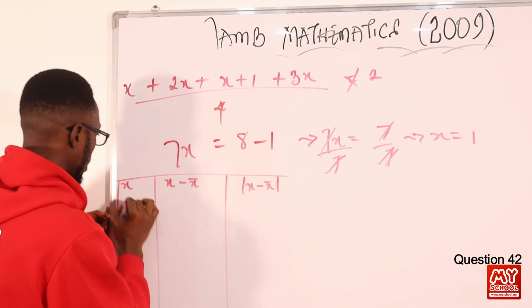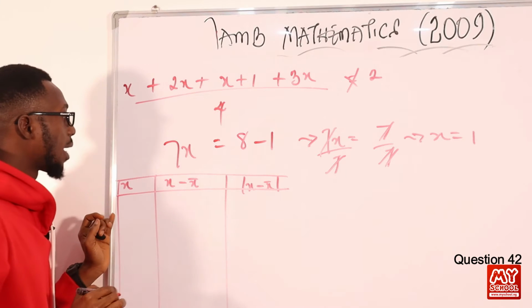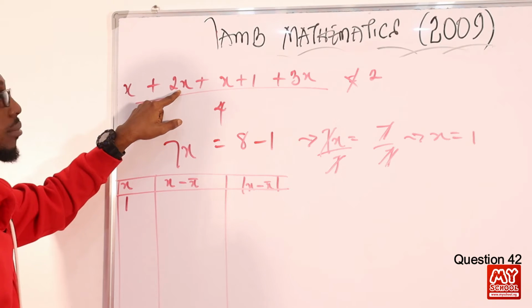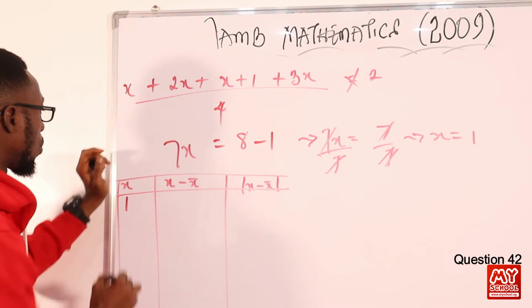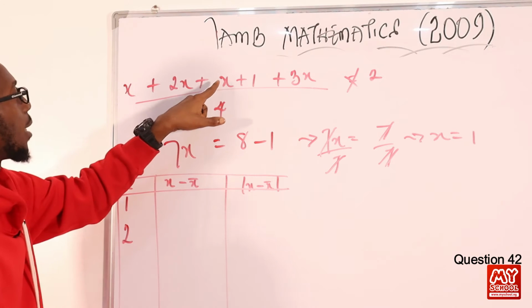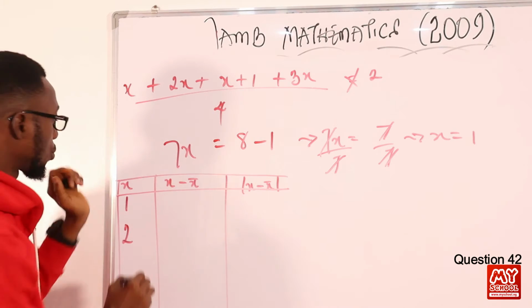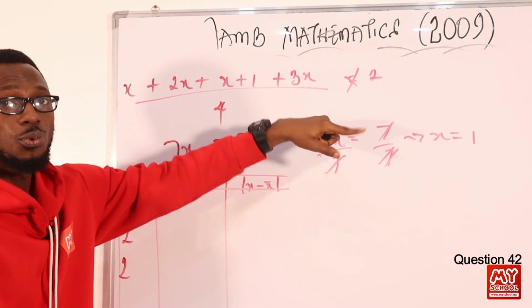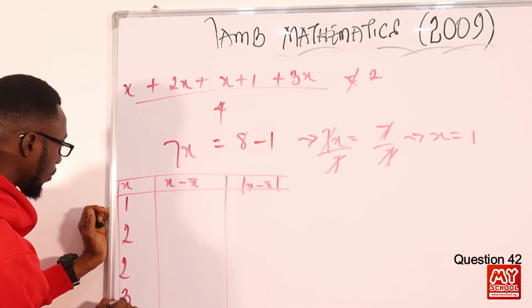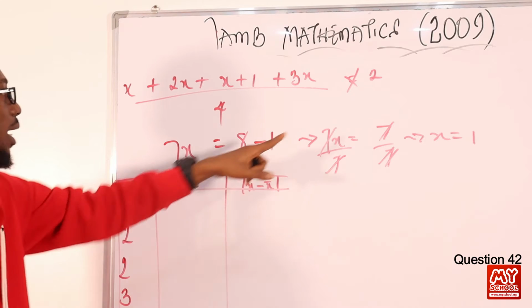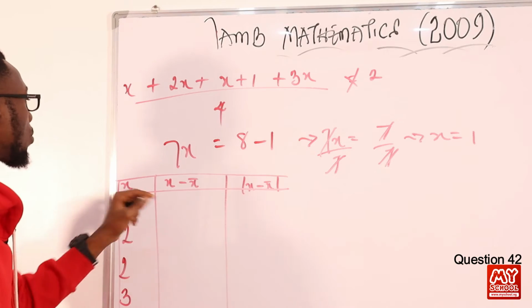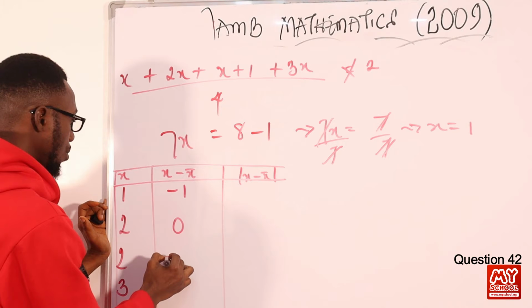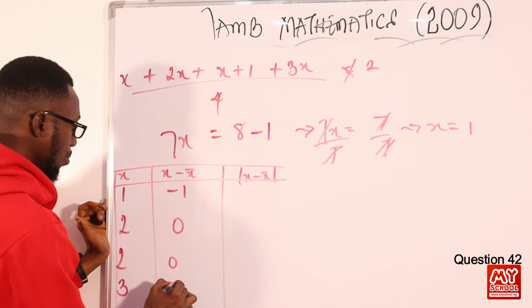Now that I know that the value of x is actually 1, so I have 1. X is 1, so 2 times 1, that is 2. X is 1, 1 plus 1, that is 2. Then I have 3x, that is 3 times 1, that is 3. So minus the mean, which is 2, right? So 1 minus 2, that is minus 1. 2 minus 2, that is 0. 2 minus 2, that is 0. 3 minus 2, that is 1.